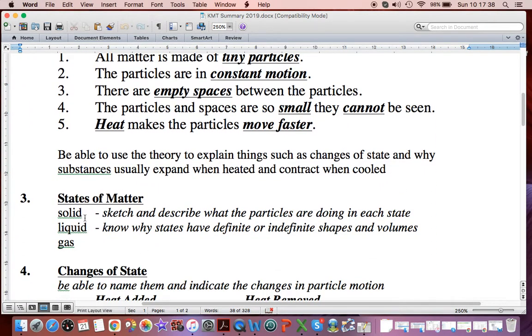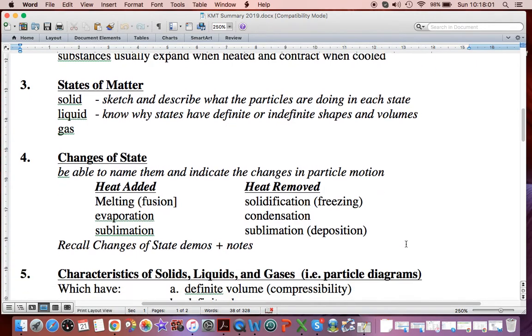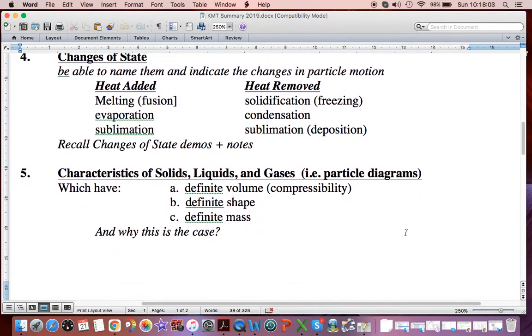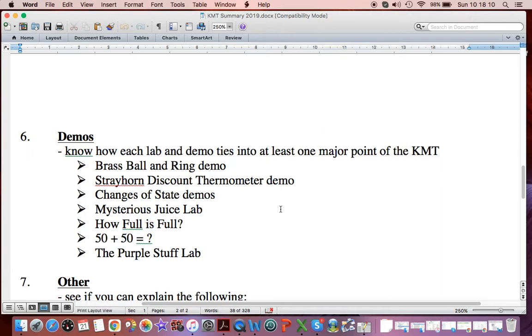You should be able to deal with solids, liquids, and gases. That means you should be able to sketch and describe their motion. You should know why certain states have a definite volume or a definite shape and why others don't. You should know the names of the changes of state and what's going on, and also how it's changing the motion of the particles. And so, in many ways, there's not a lot to know, but you have to know it in detail.